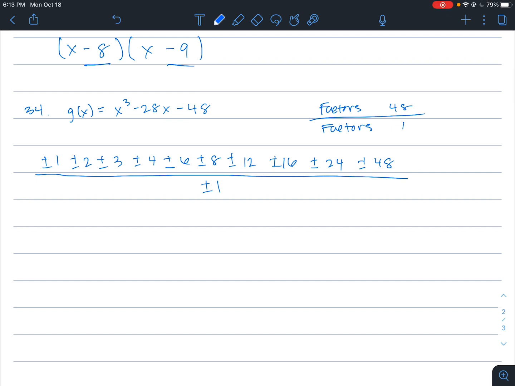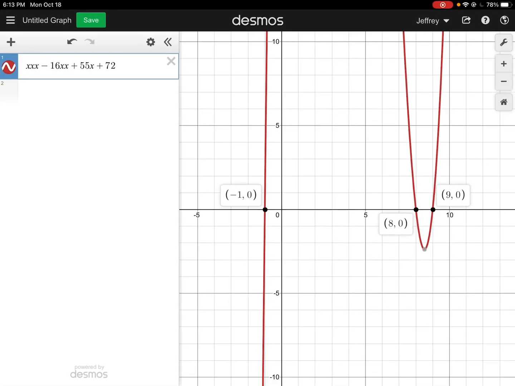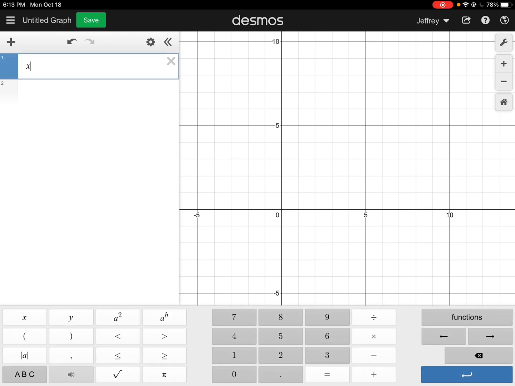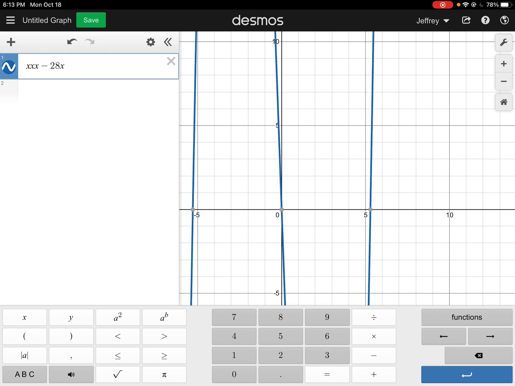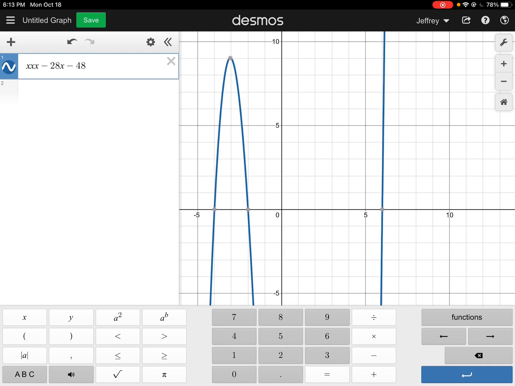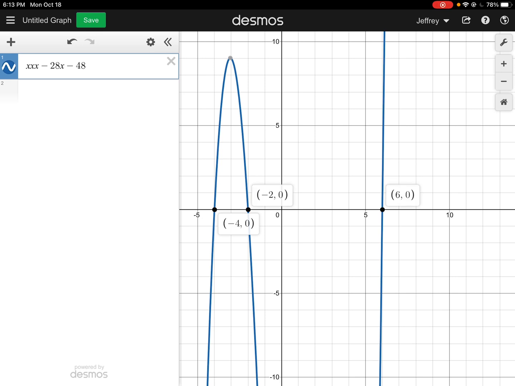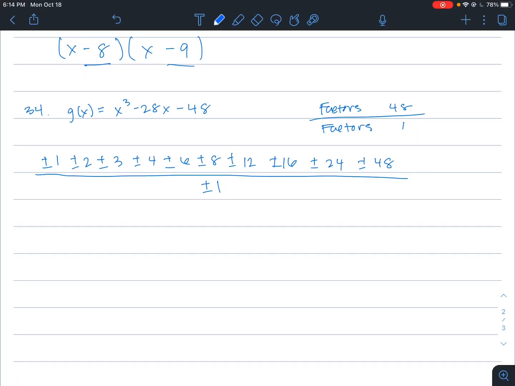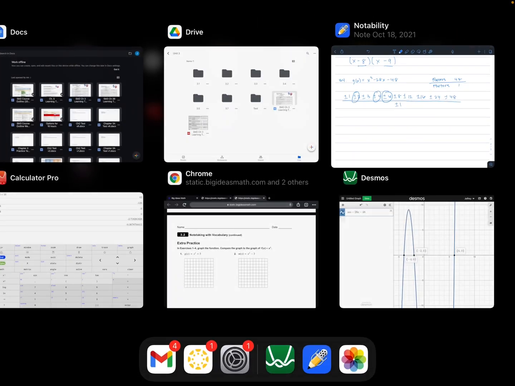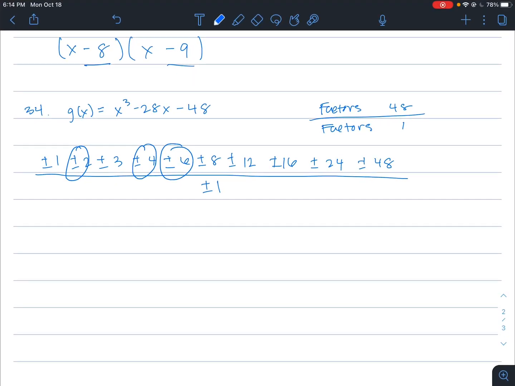Again, that's quite a lot to consider, so I'm going to go ahead and graph this to help me. So we have x cubed minus 28x minus 48. So negative 4, negative 2, and 6 right there. Those are our solutions. So negative 4, negative 2, and 6.